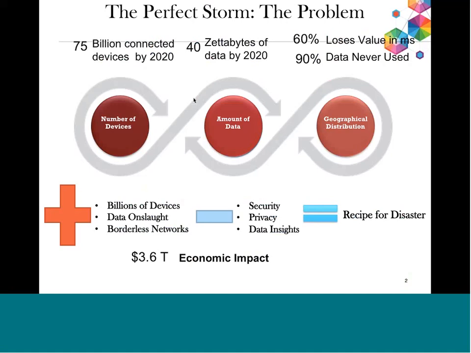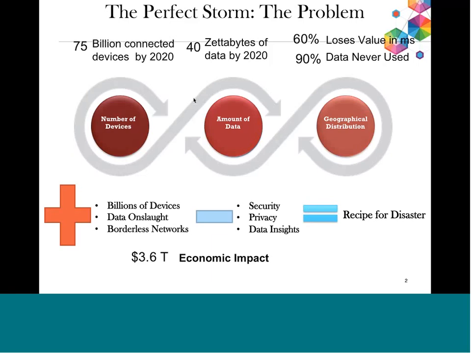You're going to have 75 billion connected devices by 2020. That's a conservative estimate. 40 zettabytes of data by then. 60% of the data loses its value in milliseconds. 90% of the data being gathered is never used. So you have all of this expansion, but with that expansion you also have all of these security and privacy concerns. How do I handle getting insight?